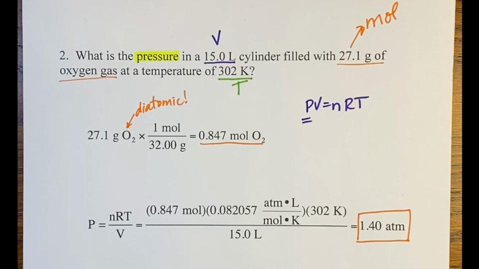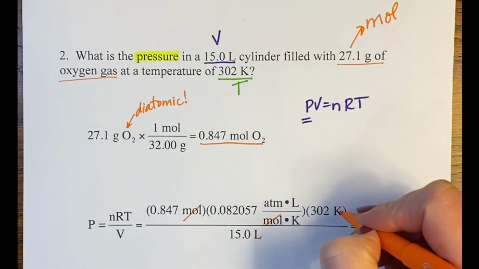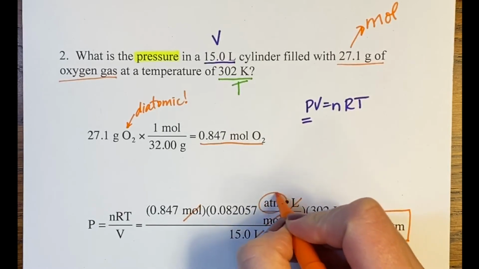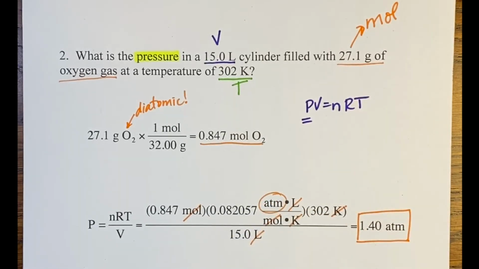As I follow all of the units in that problem, my moles that I plugged in cancel with the moles in my value of R. My Kelvin for my temperature cancels the Kelvin. My liters cancel, and I'm left with atmospheres, which is exactly what I need for a pressure calculation.